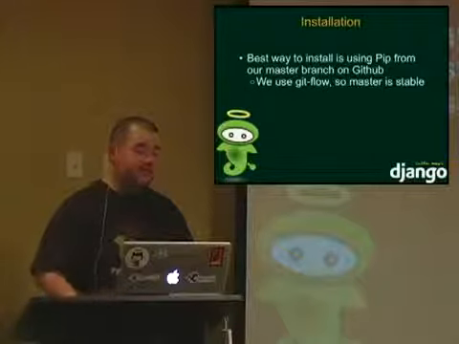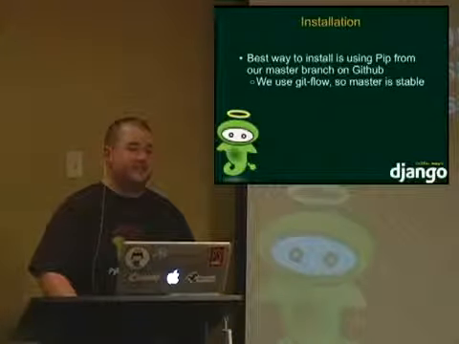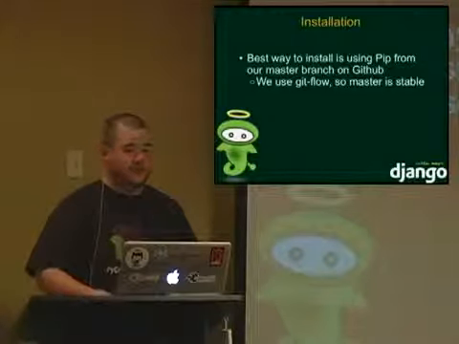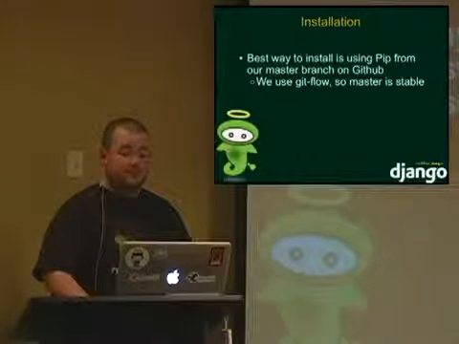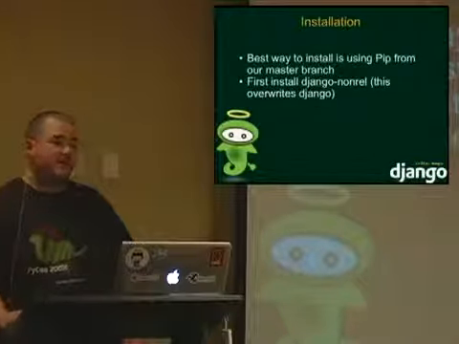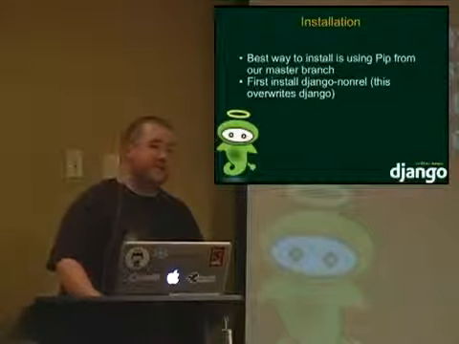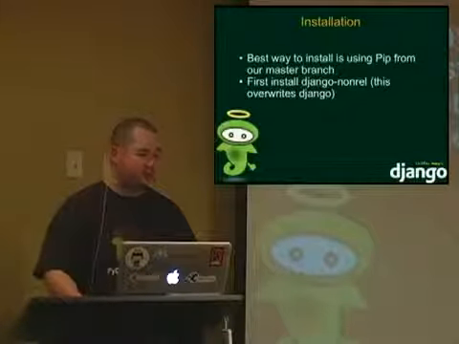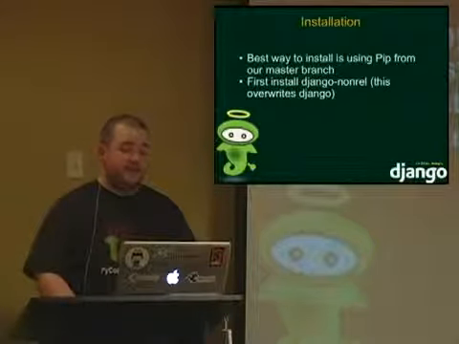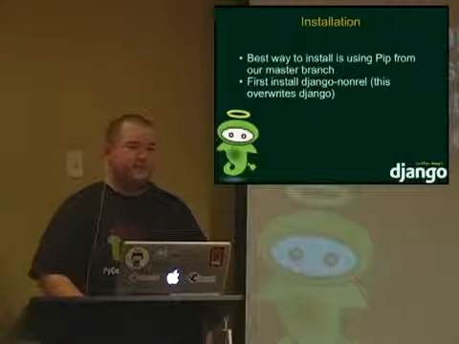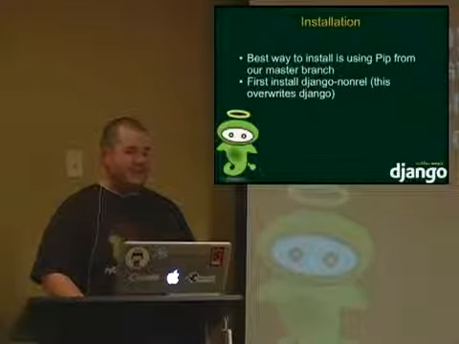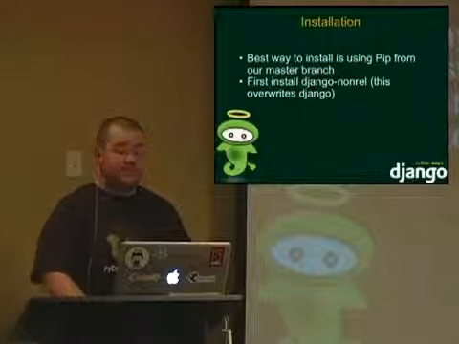We use Git flow, so our master branch is stable, which is why we recommend installing it using pip from GitHub. If you install it, you first install Django-nonrel. The most important thing is this overwrites Django. It is a fork of Django 1.3. There's work going on for version 1.4. So when you install this, make sure you know it overwrites Django itself. So if you have a custom patch of Django, it overwrites it. That is a mistake a lot of people make.